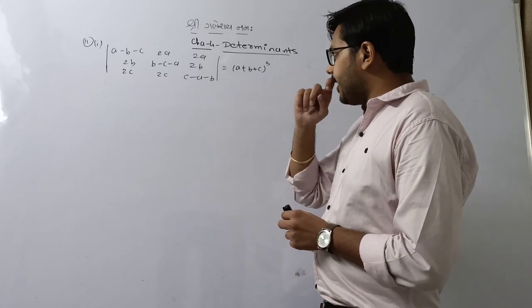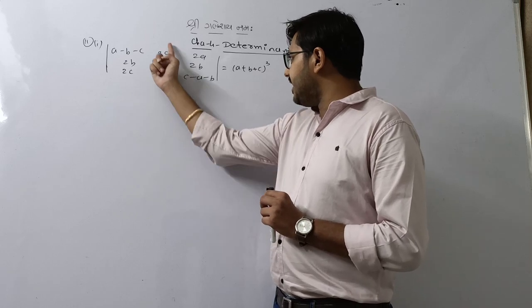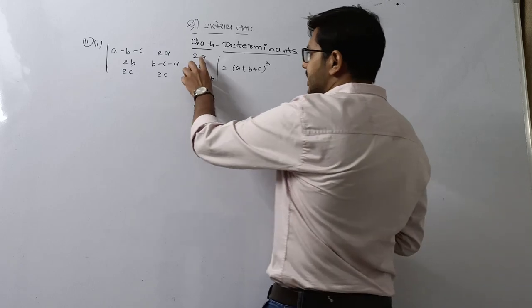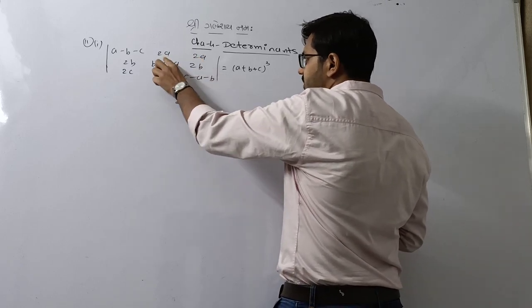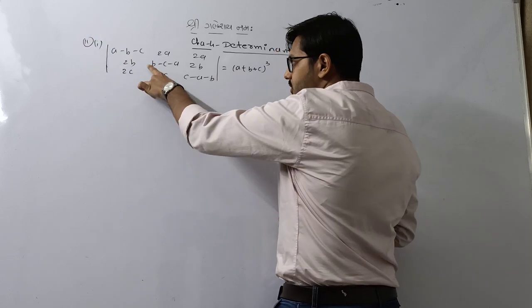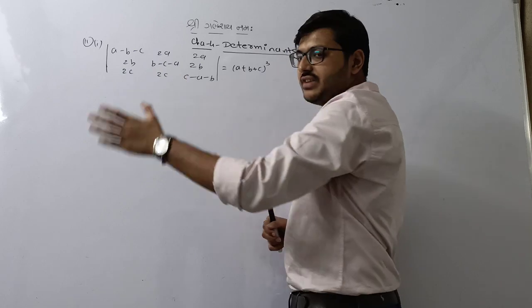Okay, so just check. If I go with the column operation, and add the second and third column into the first one, I will not get this term. Just check, what if I multiply the third and second column and add into the first one? I will get 2a plus a plus a, that is 5a; 2b plus b plus b, that is 5b; and 2c plus c plus c, that is 5c.